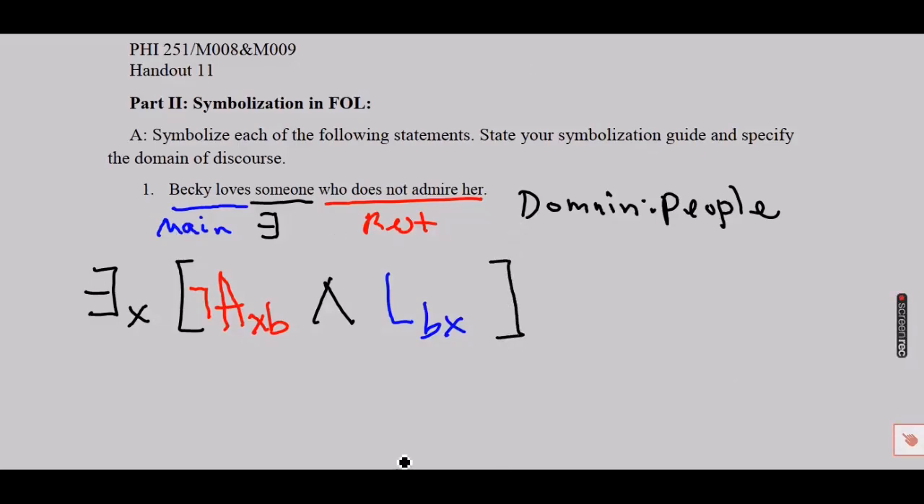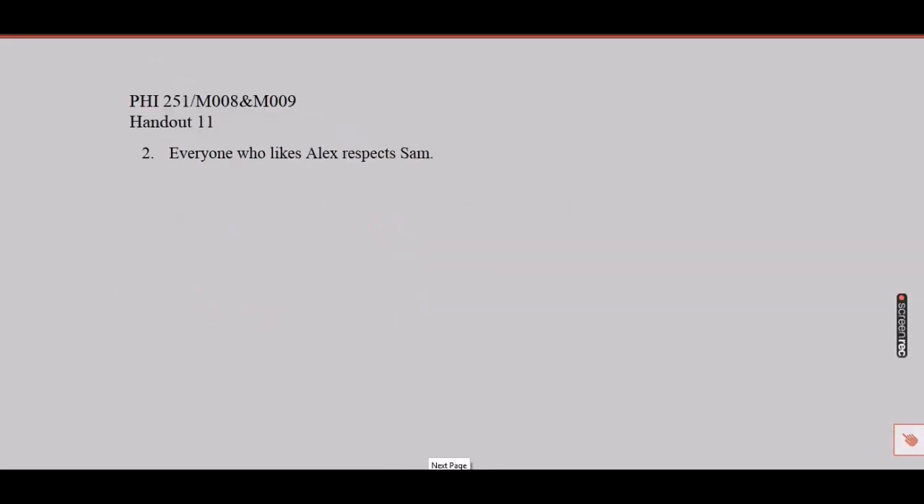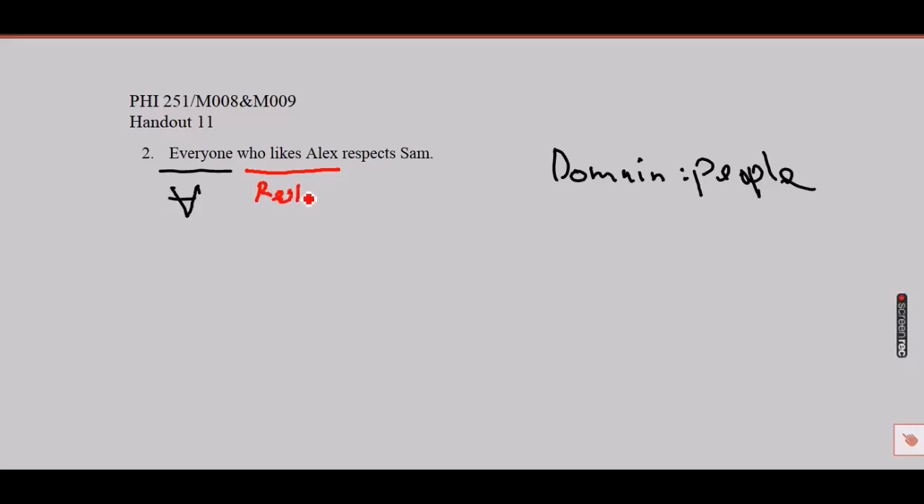Okay, let's do another simple one just to remind you how things work. So we have everyone who likes Alex respects Sam. Okay, we have everyone, so we are going to use the universal, and the domain is going to be the domain of people. Now, what's the restrictor here? What's the group that we're talking about? We're talking about everyone who likes Alex, right? That is our restrictor. And about them, we're saying that they respect Sam.